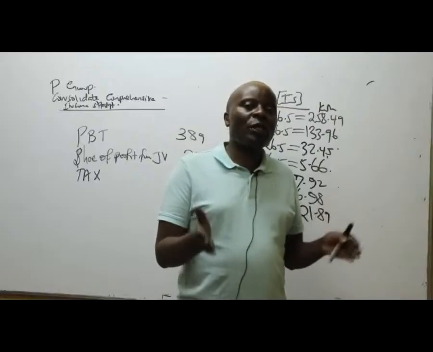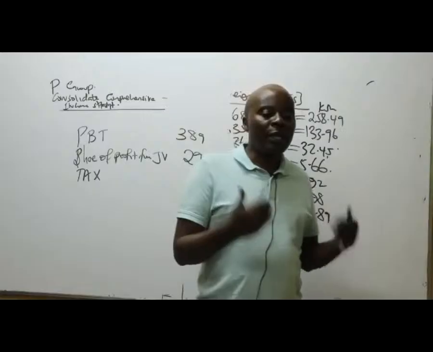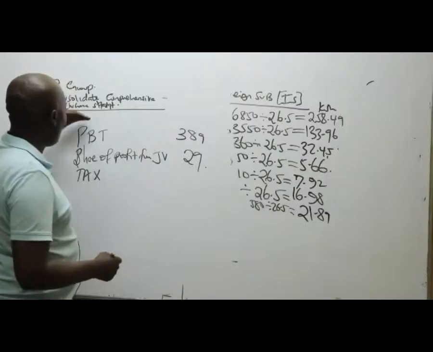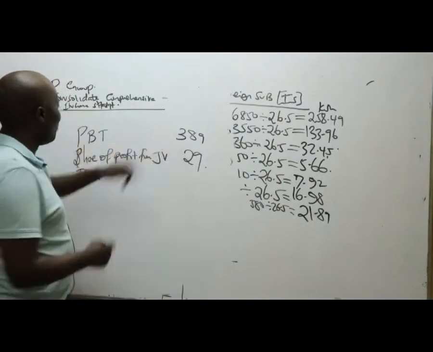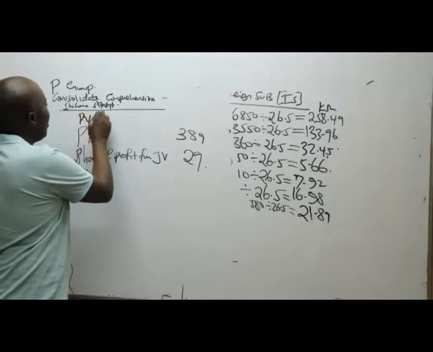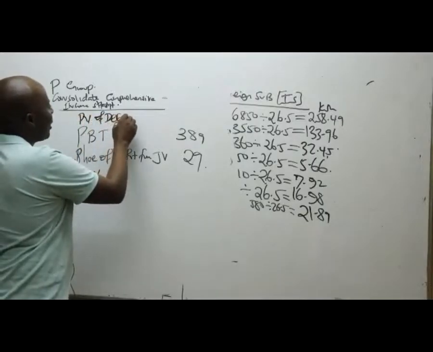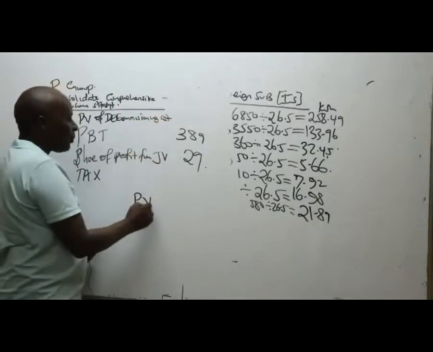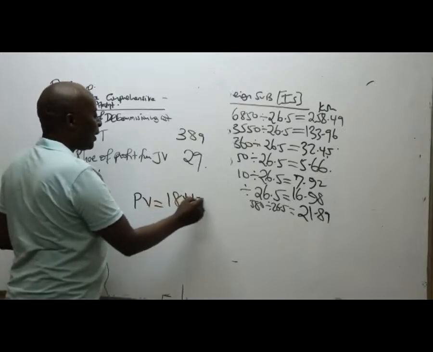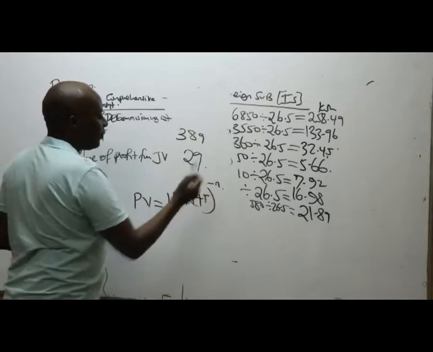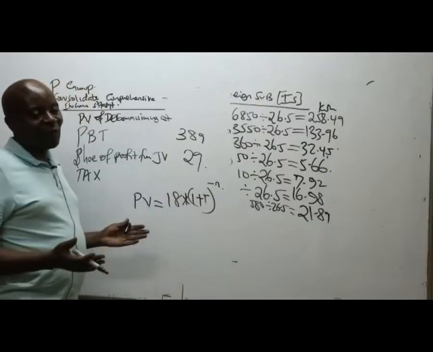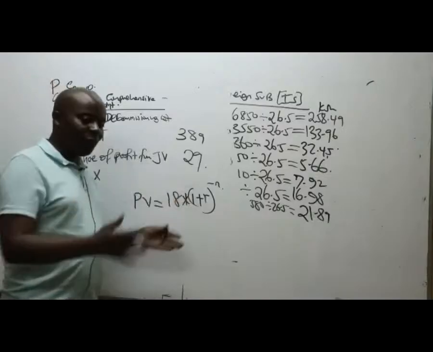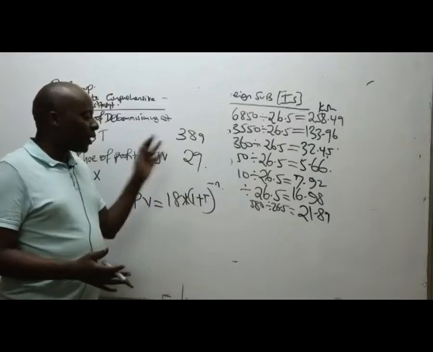But simply because I would want to recognize it today, what I need to do is to get the present value. You must come and give us here the present value of decommissioning cost. How do we get present value? I will take that 18 times (1 plus r) raised to negative n. This is pure finance. Because it's a lump sum figure, I will use this (1 plus r) raised to negative n.